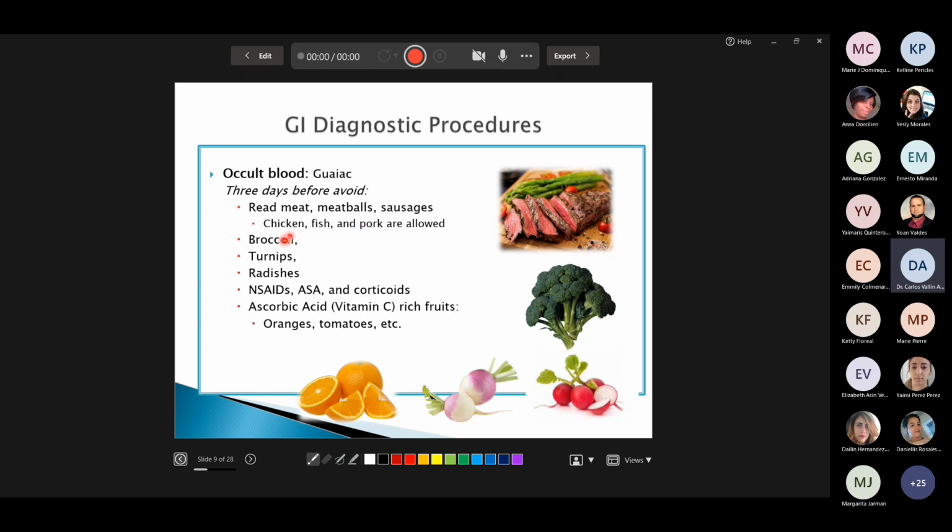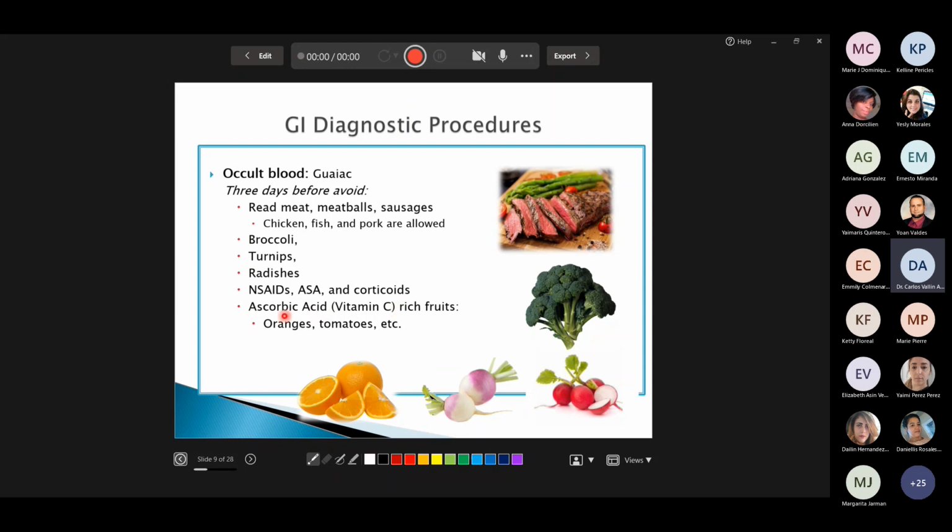The other thing that can produce a false positive, sorry, is dark green leafy vegetables like broccoli. Broccoli should not be consumed before the test. Turnips, this is turnip. Radishes, this is radish. And of course taking medication that make you bleed, like aspirin, NSAIDs, and corticosteroids. 3 days before, should not be taking that.